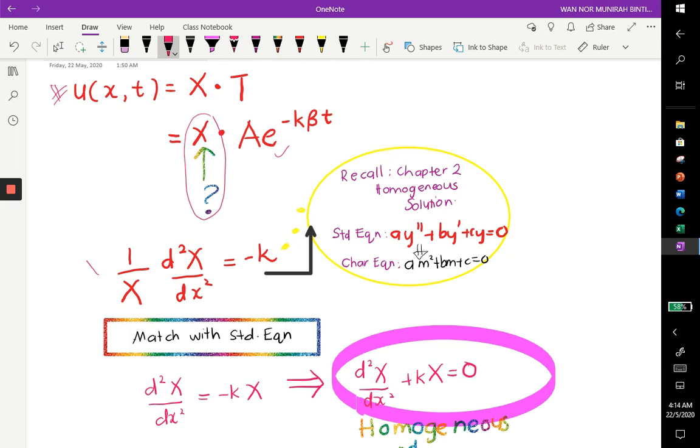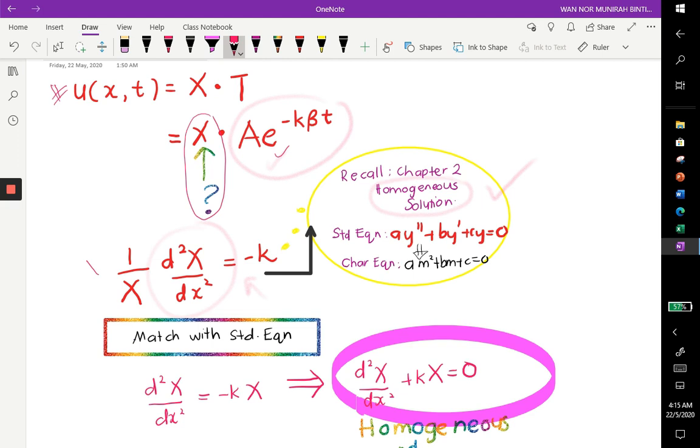What we need to do here is, we know that we have a second order linear differential equation, because the highest derivative in this equation is 2. So we cannot simply apply the separable equation as we did on the first order to find the T solution. Now we need to recall chapter 2, the homogeneous equation, where we want to find the homogeneous solution.